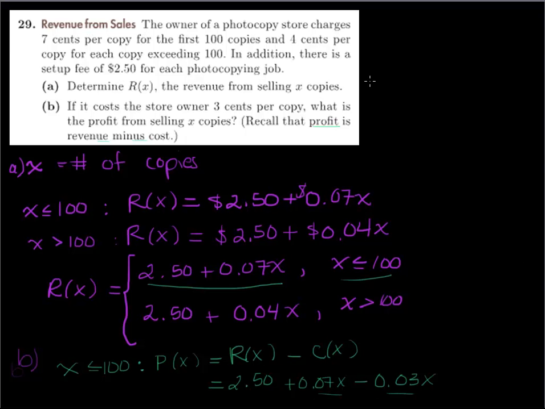So my final answer here is also going to be a piecewise function where I put these two together. It'll be 2.50 plus 0.04x if X is less than or equal to 100. And then on this one, if I subtract the 0.03x, that's the cost per copy, right? This will give me, and I'm so sorry, that should be a P.